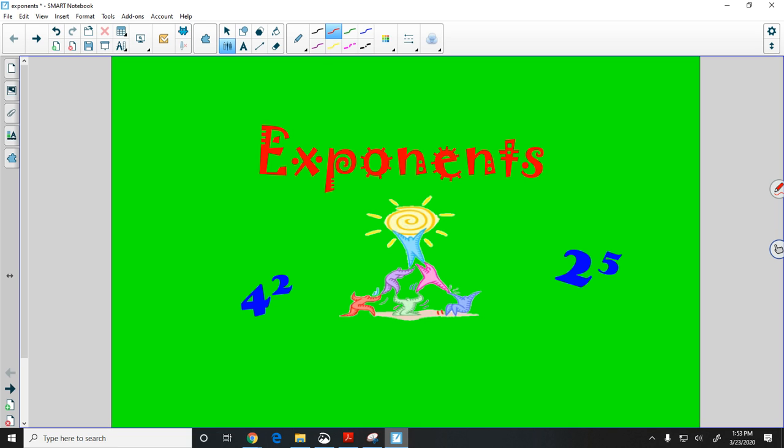Today's lesson, we're going to be talking about exponents, what an exponent is and how it works. So today's I can statement is going to be: I can use exponents. Exponents are a quick way to represent repeated multiplication.